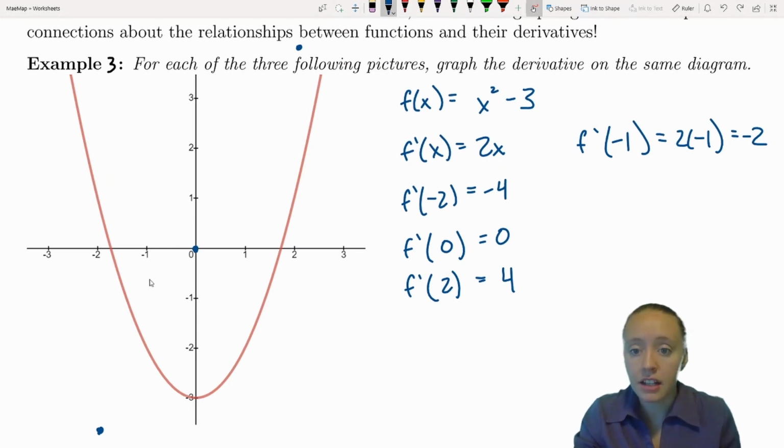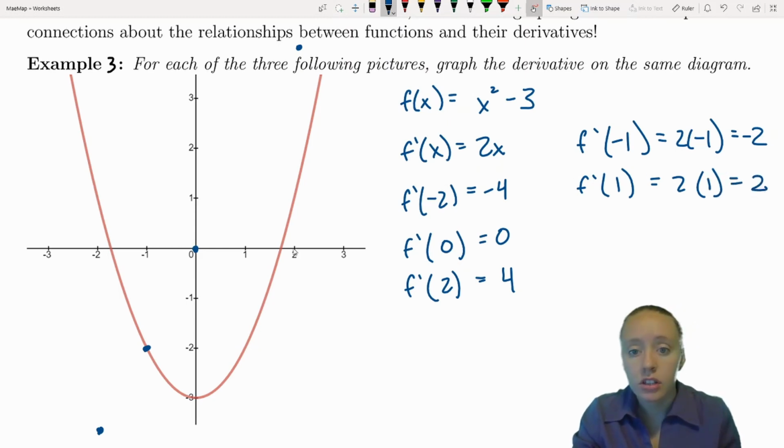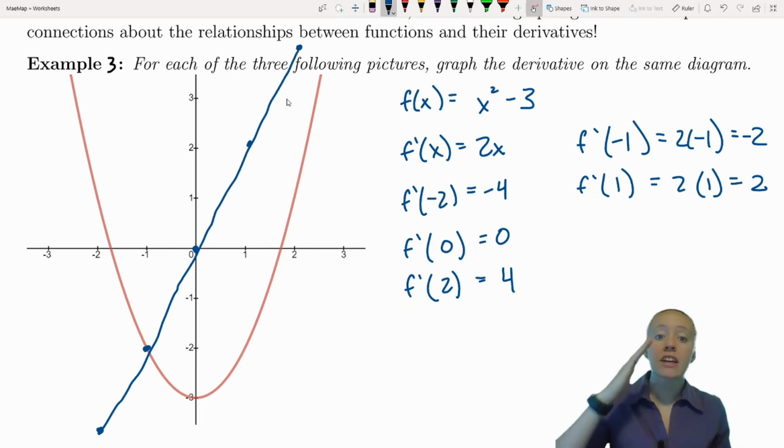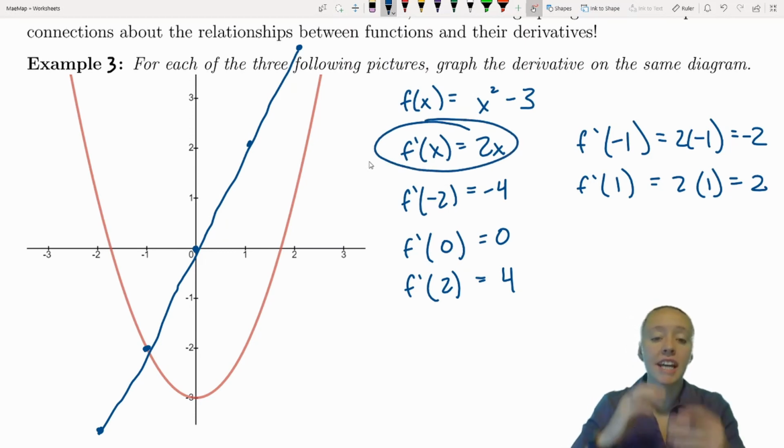So when I'm at -1 in the x, I'm at -2 in the y. And if I find f prime of 1, when I'm at 1 in the x, I'll be at +2 in the y. So you can kind of see that if we were to attempt to connect these points, we're going to get a straight line.